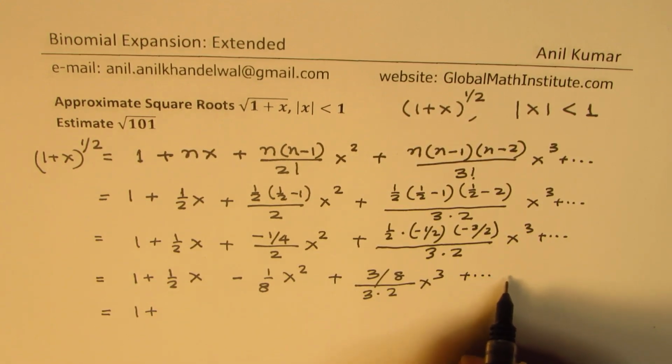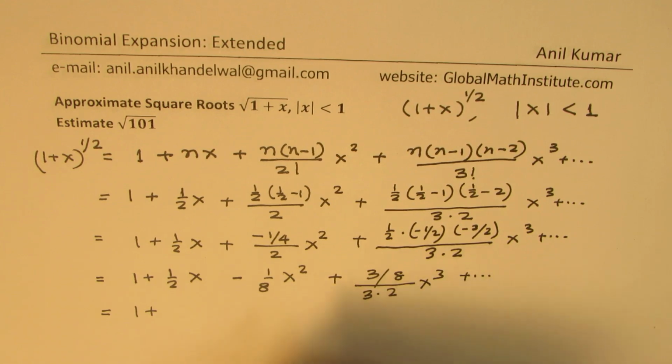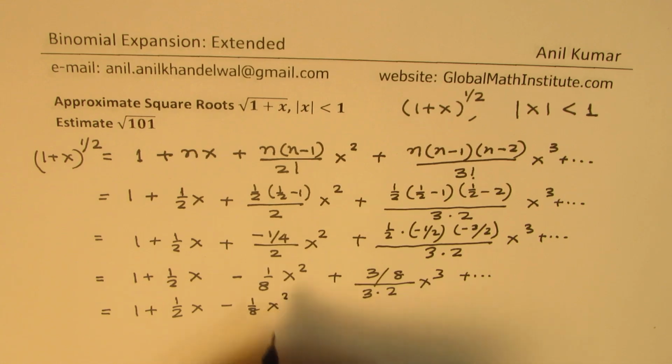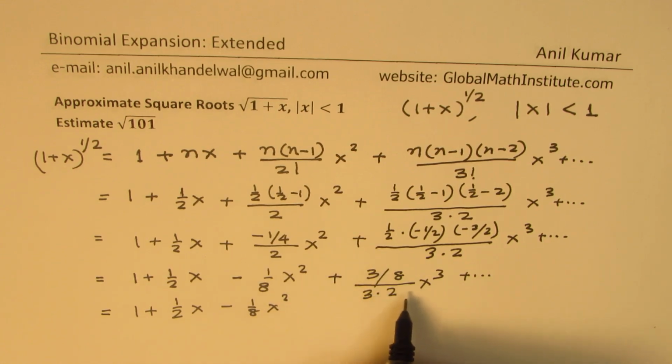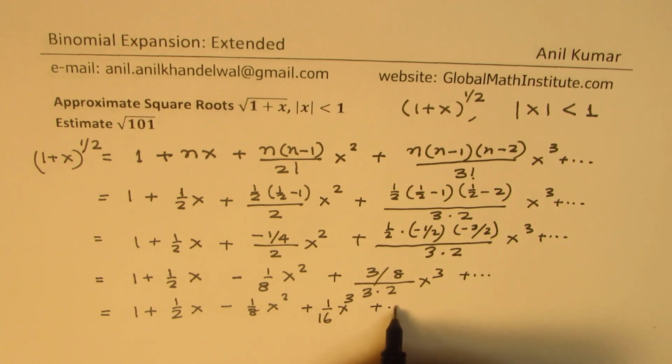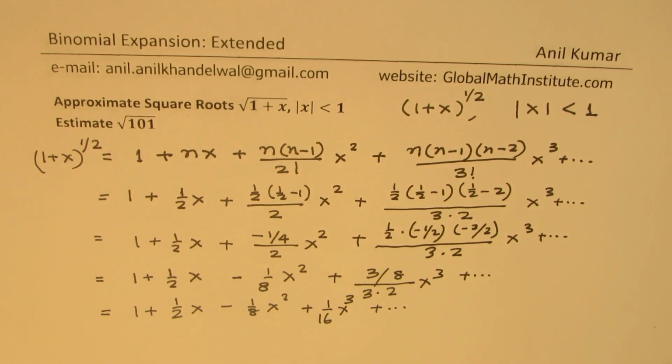So all these terms are very, very small as we go on, right? So we have 1 plus half x minus 1 over 8 x squared, and here 3 and 3 cancel, and we get 1 over 8, and this becomes 16, so we get 1 over 16 x cubed plus so on, correct? So when we have this series with the power as half, we could actually write this as approximately 1 plus half x minus 1 over 8 x squared plus 1 over 16 x cubed, and so on, correct? So that is how we get this series.